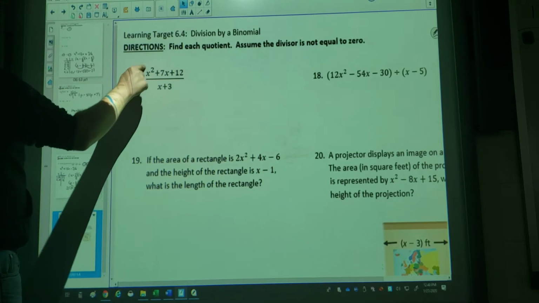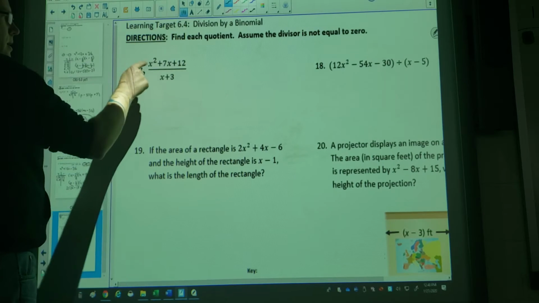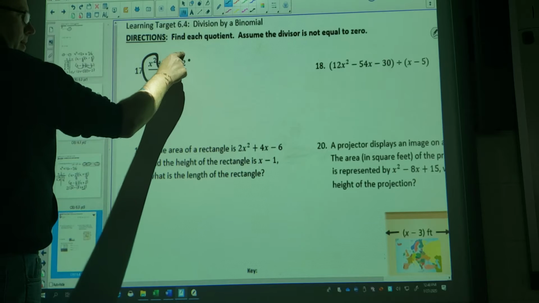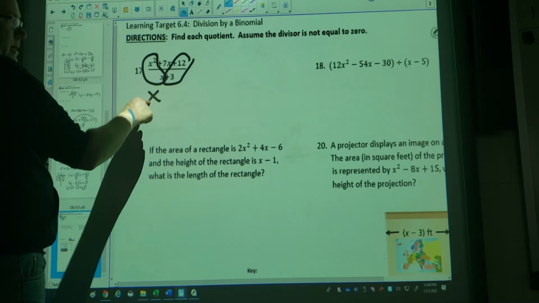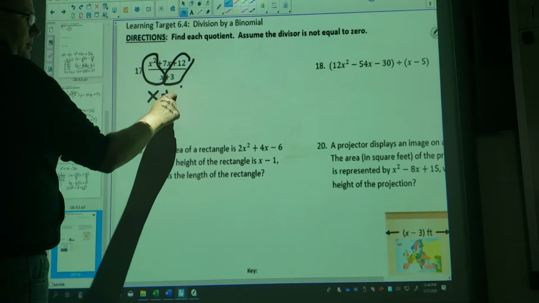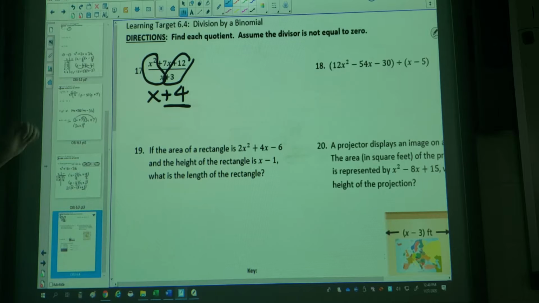So while we're doing this, we want to look at the first terms and the last terms. We do not pay attention to the middle term for this at all. So we just do x squared divided by x, positive 12 divided by positive 3. Probably for the SOL, just doing 12 divided by 3 would probably be enough for you to find the right answer, as normally only one of them ends in +4.